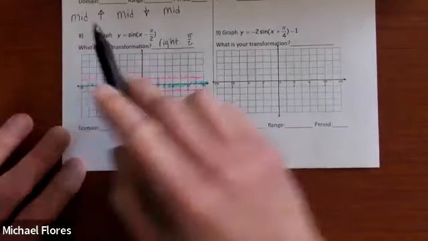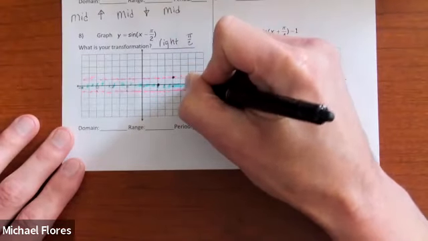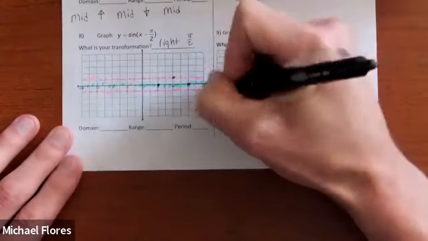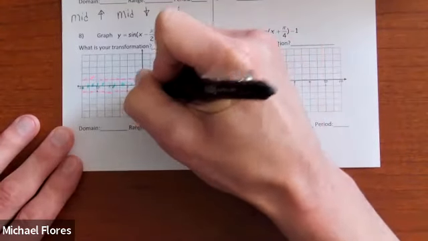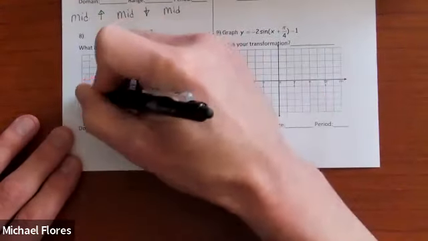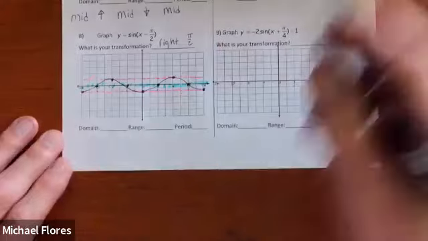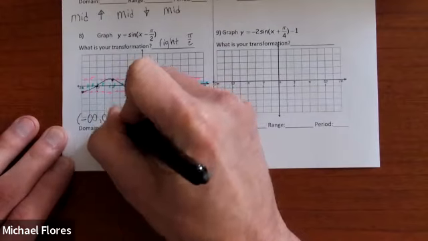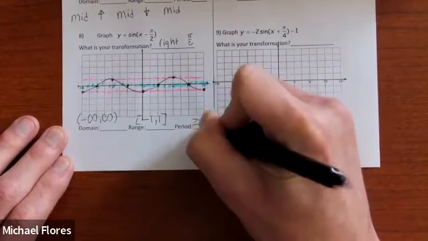And we just want to follow this pattern here. So we're starting middle. We then want to go up, middle, down. Now we're going to follow this pattern from right to left. Down, middle, up, middle, down, middle, up, middle, down. Period is still 2 pi.